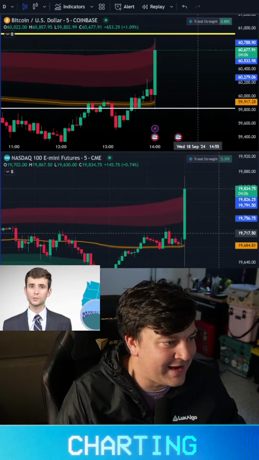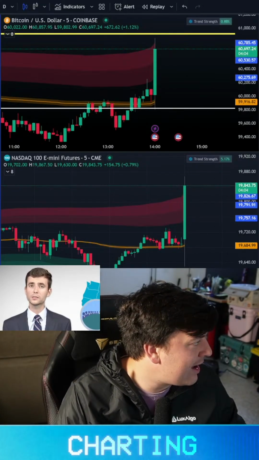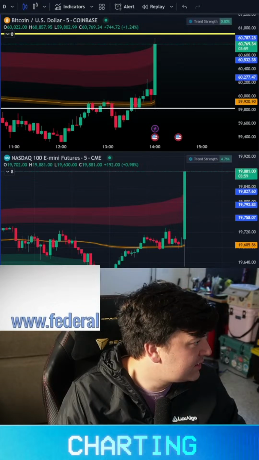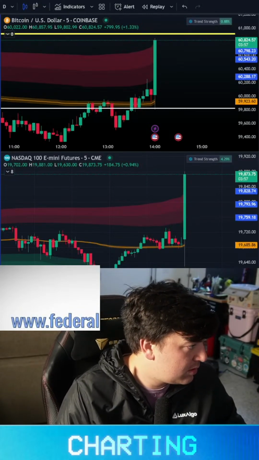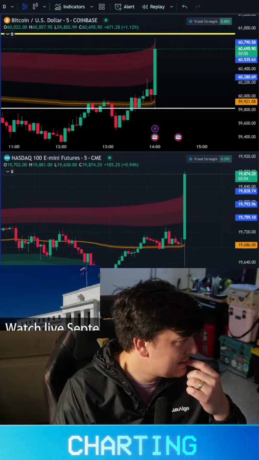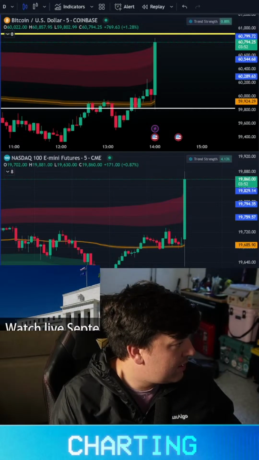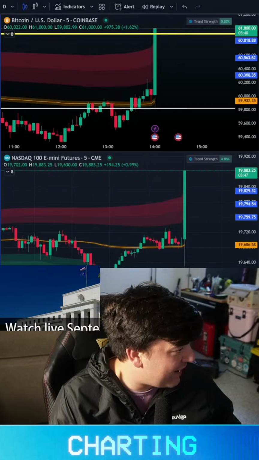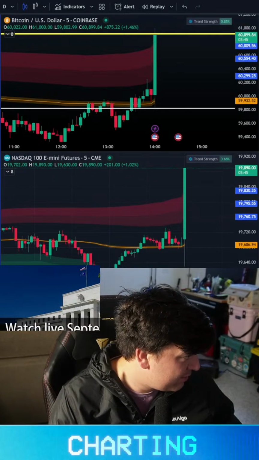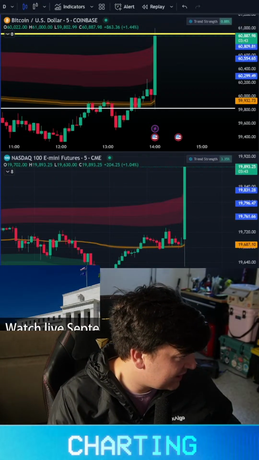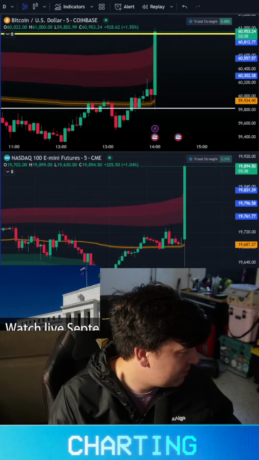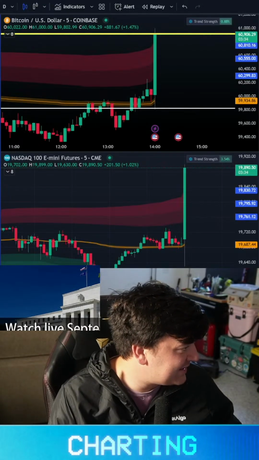NQ ripping, 19,834 right now. Current update. Let's see here. Wow. So interest rate decision actually 5 versus 5.50. Previous estimate was 5.25. So it looks like they cut by 50. Is that right? Yep. 50 basis points, gentlemen.